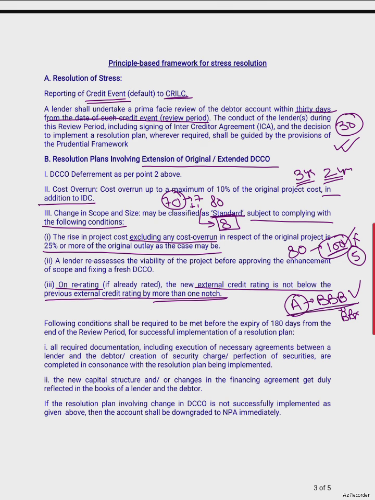Then the following conditions shall be required to be met before the expiry of 180 days from the end of the review period. If there is a credit event, say a default or extension of DCCO, then for successful implementation of the resolution plan, these conditions are there. All required documentation, including execution of necessary agreements between lender and debtor, creation of security charge, and perfection of security, are completed in consonance with the resolution plan. The new capital structure is duly reflected in the books of lender and debtor. If the resolution plan involving change in DCCO is not successfully implemented as given above, then the account shall be downgraded to NPA immediately. So this is a more principle-based framework given for the resolution of stress.